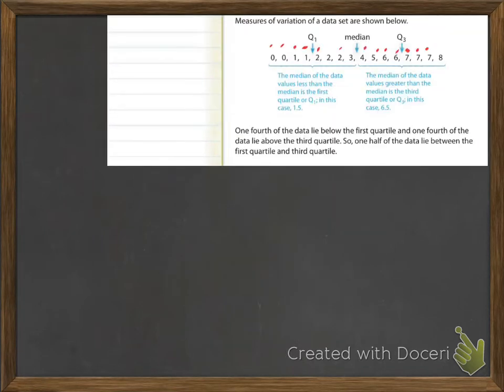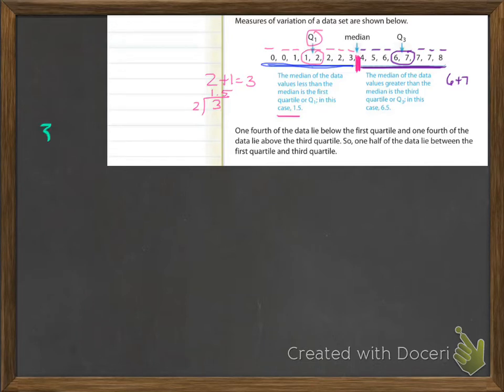Now we're looking at a set of data here, and you can see that the measures of variation of a set of data are shown below. So they've got these numbers all lined up, and they've got the median. The median should be pretty easy to find. The median of the data is found when you count the numbers, you get between 3 and 4. So if we were actually looking to calculate the median, we would have 3 plus 4, which would give us 7, and now we're going to divide that by 2 because it falls right in the middle of that 3 and 4 right here. So 7 divided by 2 is going to give me 3.5.